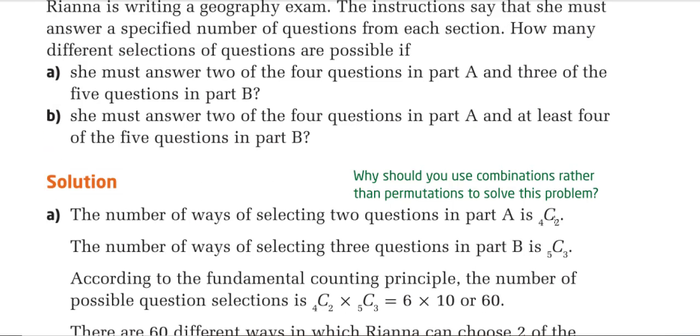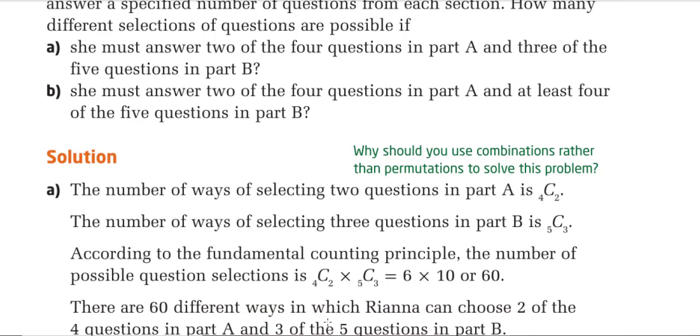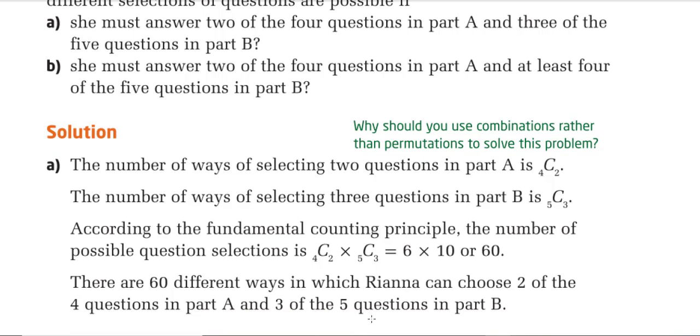This is the number of ways of selecting 2 questions in part A. It is combination 2 from 4. And the number of ways of selecting 3 questions in part B is combination 3 of 5. And now we need to multiply these 2 values of the combinations, and we'll get 60 different ways in which Rihanna can choose 2 of 4 questions in part A and 3 of 5 questions in part B. I think it's clear.